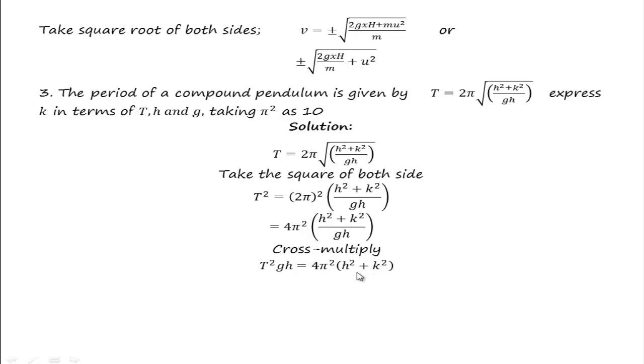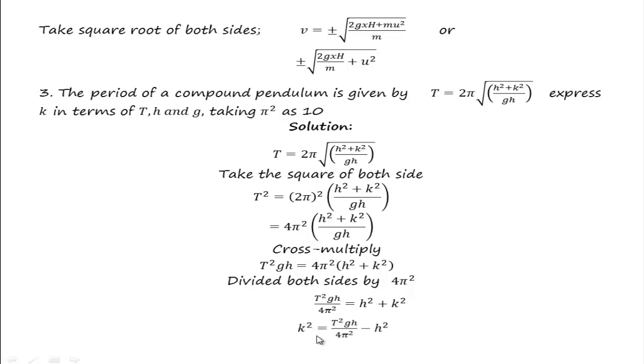It's k that we want to make the subject of formula. You can divide through by 4 pi squared, which is going to be T squared gh divided by 4 pi squared. Dividing both sides by 4 pi squared, this is what you are going to get, and then you are going to get h squared plus k squared. Now make k the subject of formula.